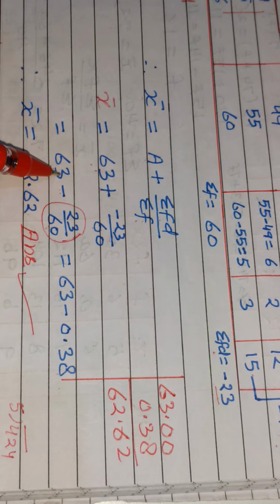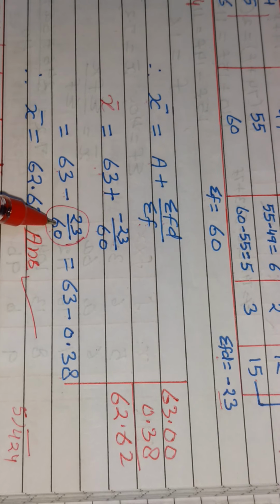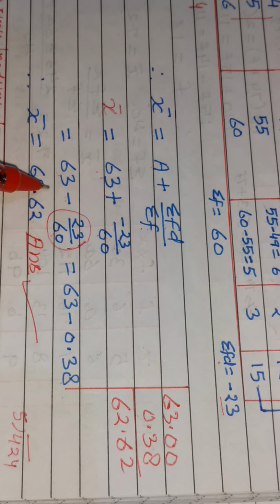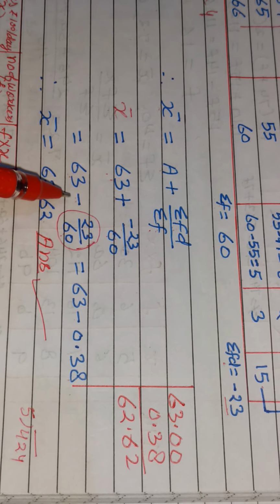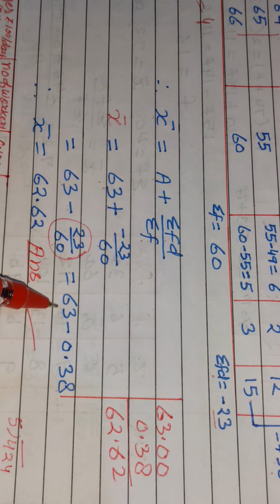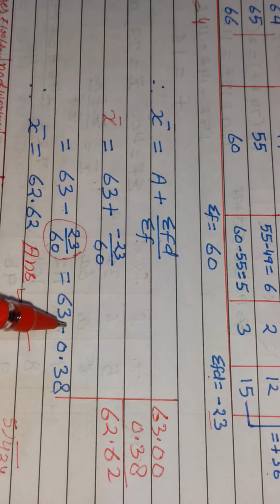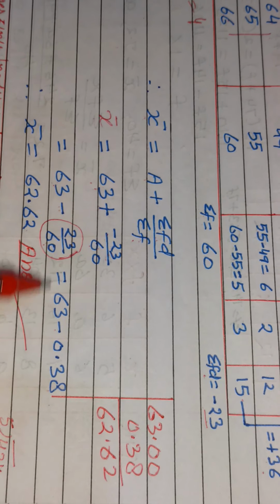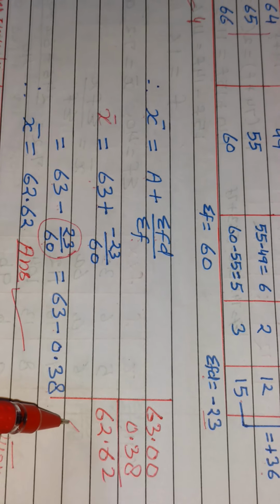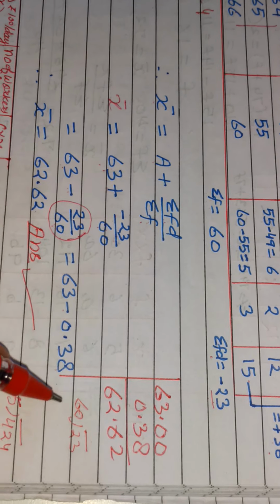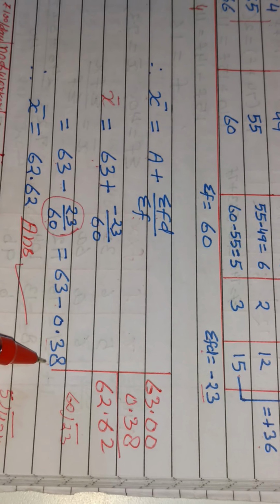Now this question has become a fractional question, and you know how to solve a fractional question by taking the LCM. But here, children, how do we solve? See, we write 63 first, this number minus, you divide this separately. Instead of taking the LCM, we divide 23 by 60 this way. If you divide, you will get 0.38.